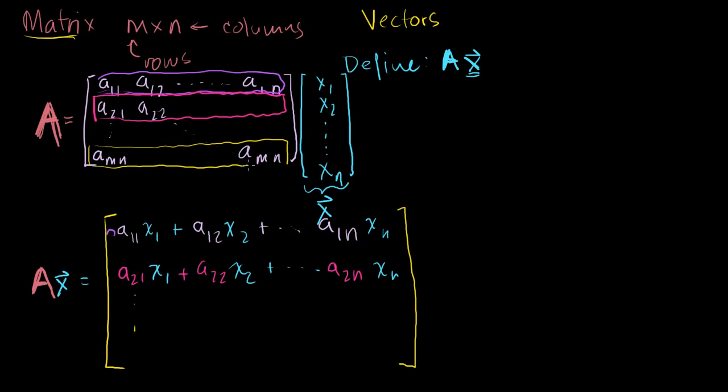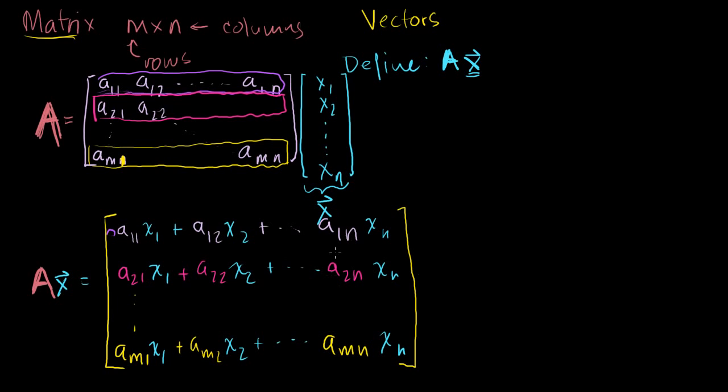And then the mth row will be Am1. Oh, sorry, this is Am1, right? This is the mth row, first column. Am1 times x1 plus, it's hard to keep switching colors, plus Am2 times x2, all the way until we get to Amn times xn.